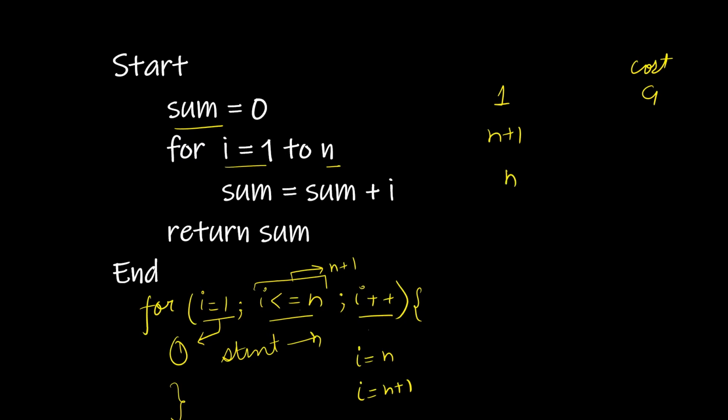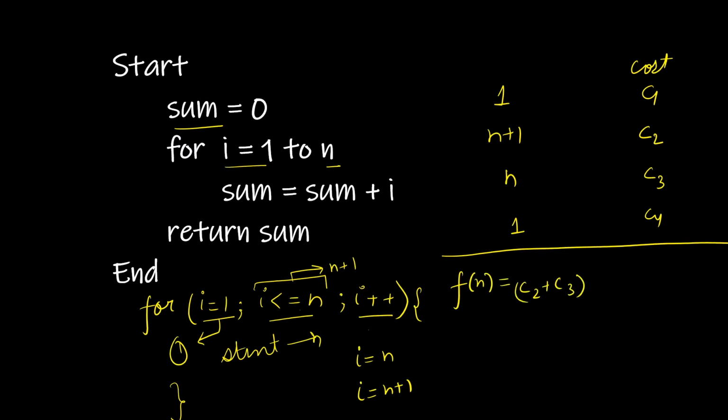Let's say the time taken by the for loop to execute is c2 and the time taken by the statement inside is c3. Next we have a return statement which will run only once and let's say it takes constant time c4. Now if we write the time function of this algorithm, we will say that our time function f of n will be given by (c2 plus c3) n plus (c1 plus c2 plus c4).